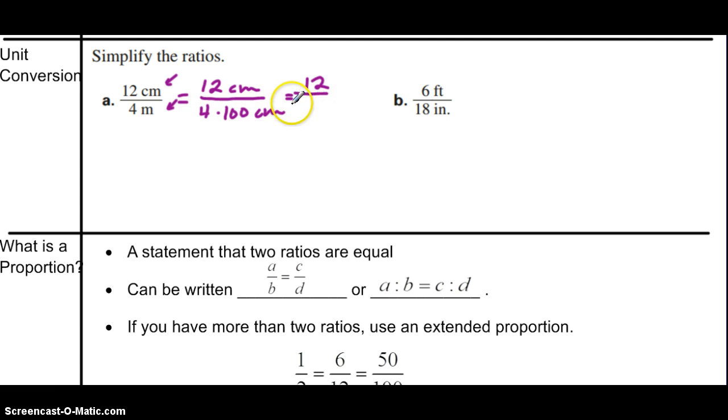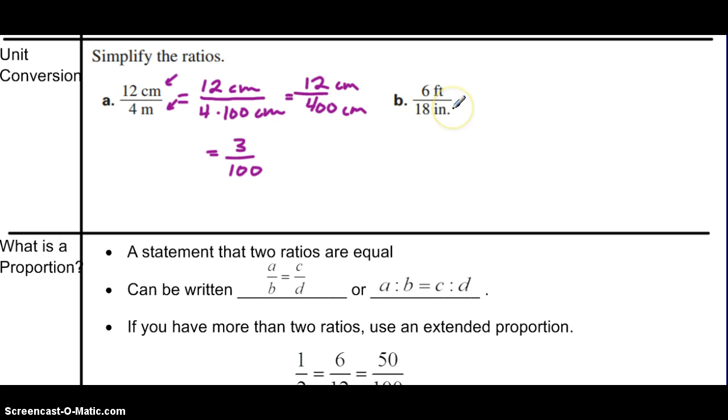The bottom, 4 times 100, becomes 400, and now we have a ratio of 12 centimeters to 400 centimeters. We can simplify this ratio to 3 over 100, again because we can divide both the numerator and the denominator of 12 over 400 by 4 to get 3 over 100. Pause the video here and try to simplify the ratio in B.